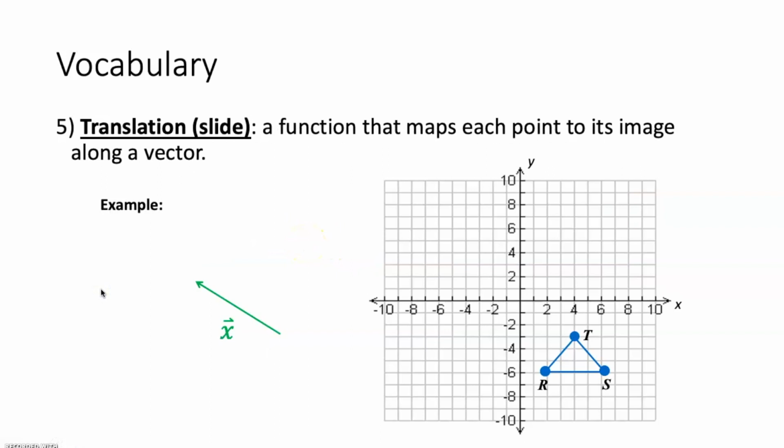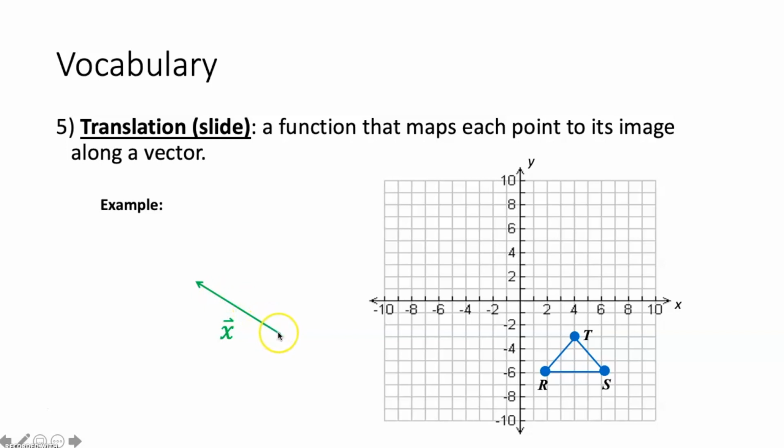Now, a translation or a slide is a function that maps each point to its image along a vector. So a translation, as you can see, is just a slide. You're going to take each point and slide it along a given vector. So here, our vector X is telling you that we're going to take each point in this triangle here, RST, and we're going to slide it along this vector, the same distance and in the same direction.